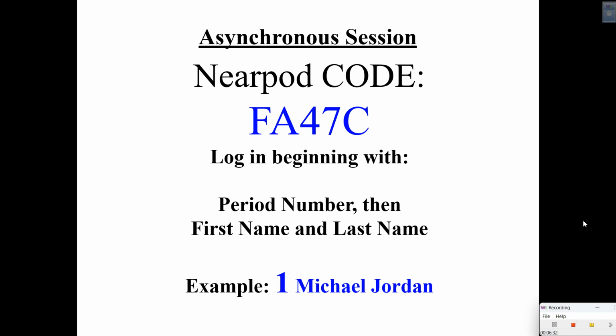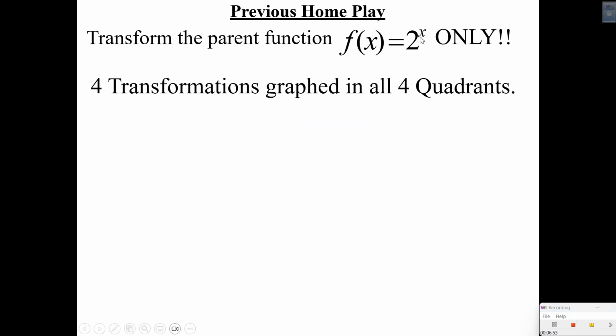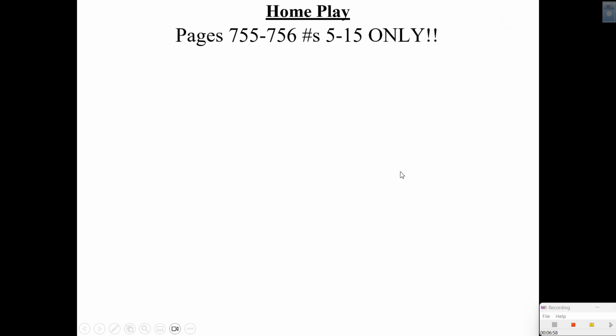All right, copy the code so you can access the home play tonight. Code: FA47C. It's an attachment of 2 pages. FA47C. And like I said, last night it was 4 transformations for base 10 of exponential functions. Tonight is pages 755, 756, numbers 5 through 15 only.